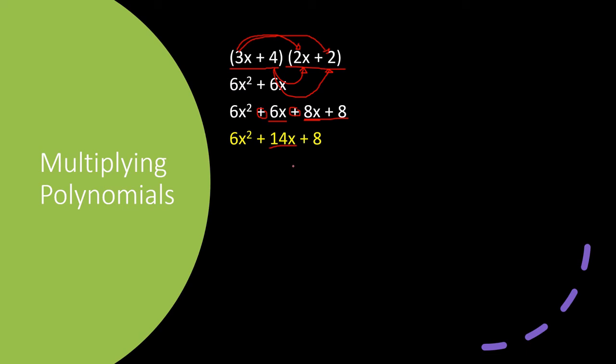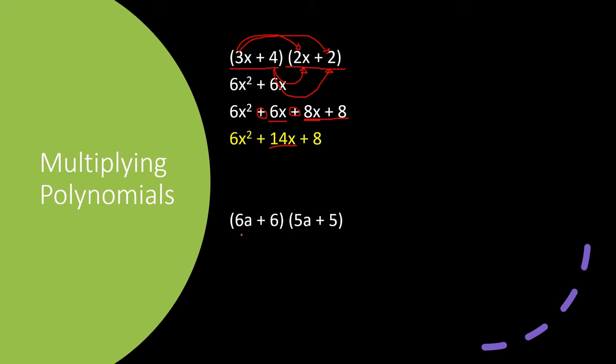Let us look at one more example. In here, I have these two binomials that I want to multiply. Remember, I'm going to multiply this first term in here times these two one at a time. And then this second term, I'm going to multiply this times these two one at a time.